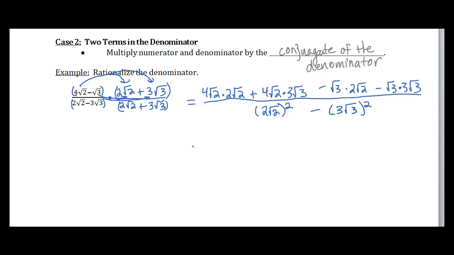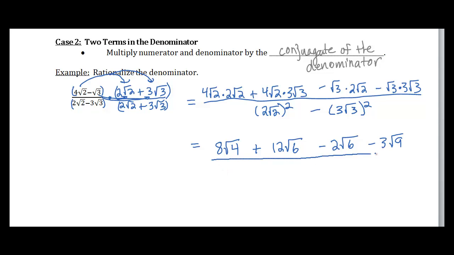There we go. All right, to simplify, I get 4 times 2 is 8, square root of 2 times square root of 2 is square root of 4. 4 times 3 is 12, square root of 2 times square root of 3 is the square root of 6. 2 is my only thing on the outside, so I get minus 2, square root of 3 times the square root of 2 is 6. And minus a 3 times the square root of 9.